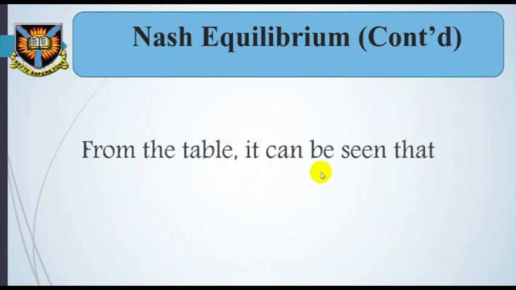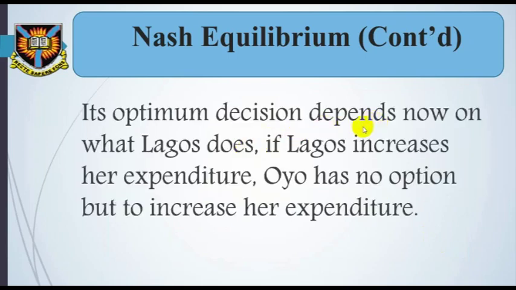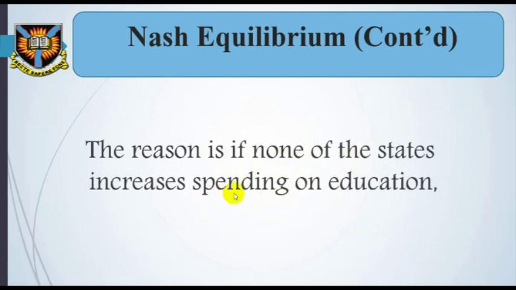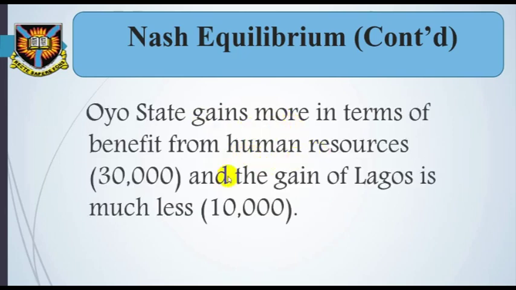From the table, it can be seen that Oyo no longer has a dominant strategy. Its optimum decision now depends on what Lagos does. If Lagos increases her expenditure, Oyo has no option but to increase her expenditure. In the final analysis, however, both the states will decide to increase their spending on education. The reason is, if none of the states increases spending on education, Oyo State gains more in terms of benefit from human resources, 30,000, and the gain of Lagos is much less, 10,000.